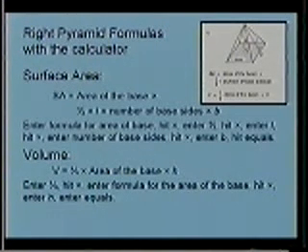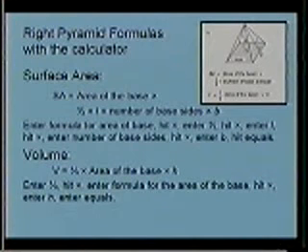A right pyramid is similar to a cone, but we no longer have a circular base. So for the surface area, we have to figure out what the area of the base is, whether it's a rectangle, a square, a triangle. We multiply that by 1/2 times the length times the number of base sides times b, which is the length of a base.